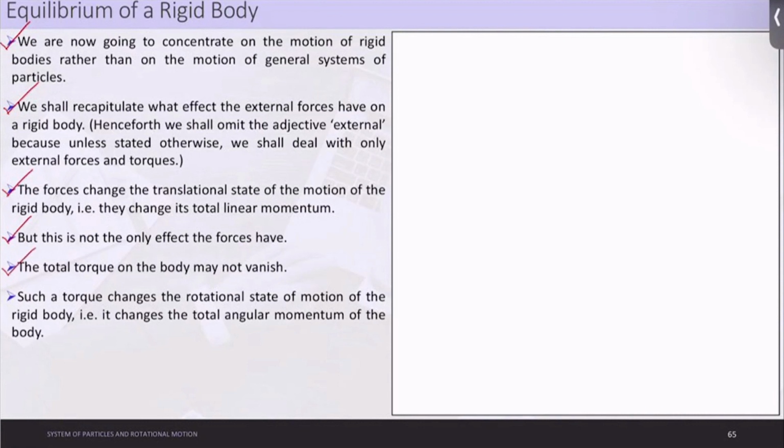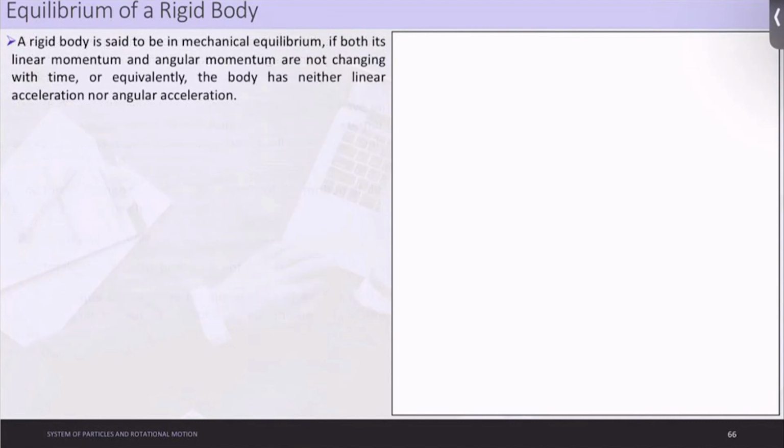The total torque on the body may not vanish. So sometimes there may be some force which leads to generation of torque, and hence if there is generation of torque, we won't say that the body is in equilibrium. So such a torque changes the rotational state of the motion of the rigid body, that is, it changes the angular momentum of the body. Okay, so now that being said, let us try to understand it more.